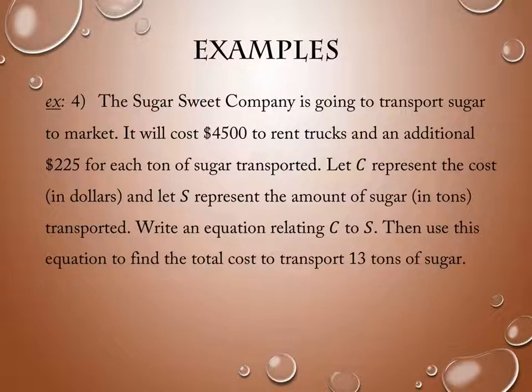The Sugar Sweet Company is going to transport sugar to market. It will cost $4,500 to rent trucks and an additional $225 for each ton of sugar transported. Let C represent the cost in dollars, S represent the amount of sugar in tons it's being transported, and write an equation relating C to S. Then use the equation to find the total cost to transport 13 tons of sugar. So first of all, just get it all written in.